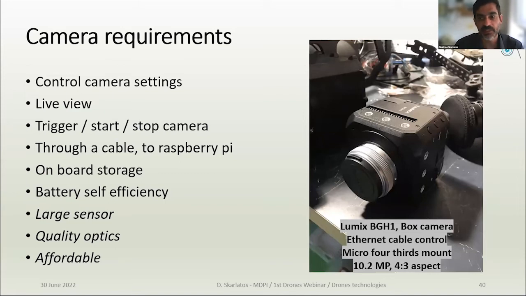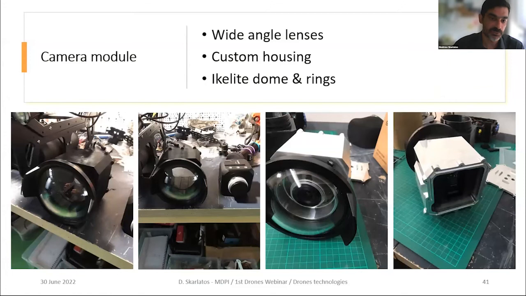There are better cameras, box cameras, but for people with a larger budget. This is a micro four thirds camera, so you can select from a variety of lenses. It has 2.2 megapixels and a 4:3 aspect ratio.